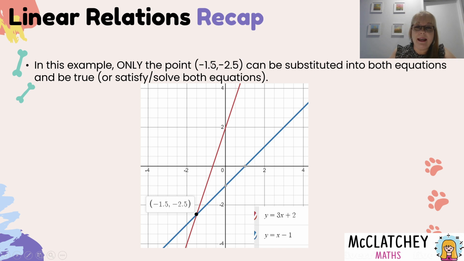So for example, negative 1.5, if you multiply that by 3, you get negative 4.5. Add positive 2, you get negative 2.5. So that's our y value there. And you could do the same thing down here. Negative 1.5, take 1 away, you get negative 2.5. So this set of x and y coordinates, when you substitute it into both equations, will be correct in both. It's called satisfying or solving both equations.